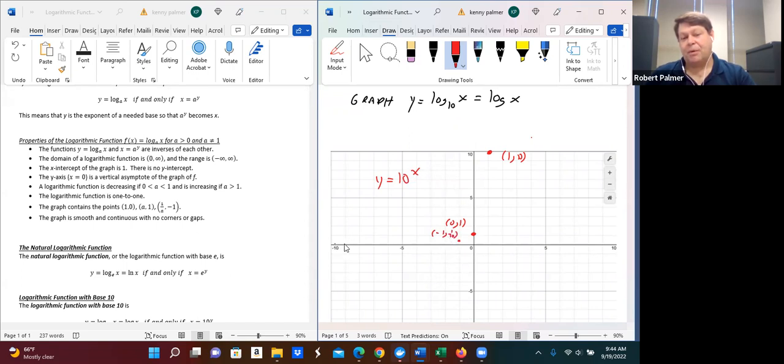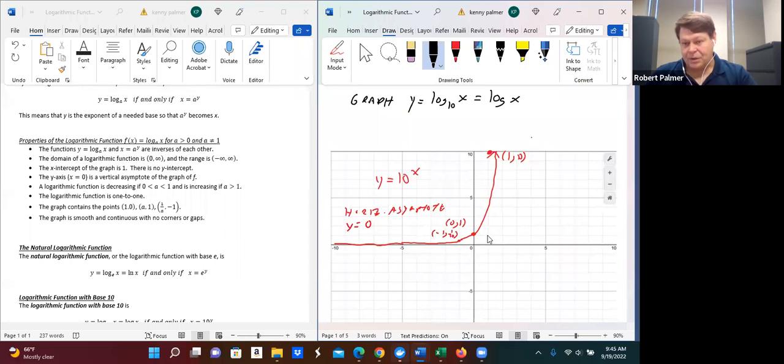So there is also going to be a horizontal asymptote at 0, and it's going to look like, I kind of missed it, but you get the idea. Okay, so that's what that graph looks like. And once again, we have a horizontal asymptote at y equals 0.